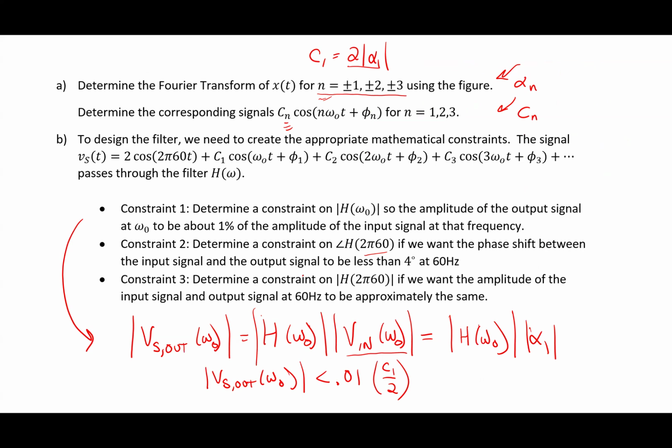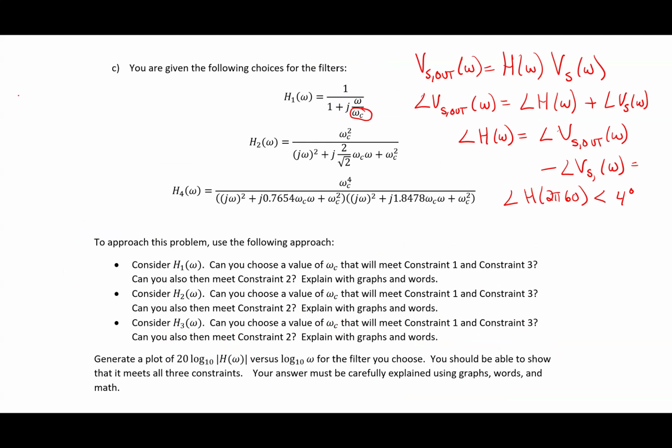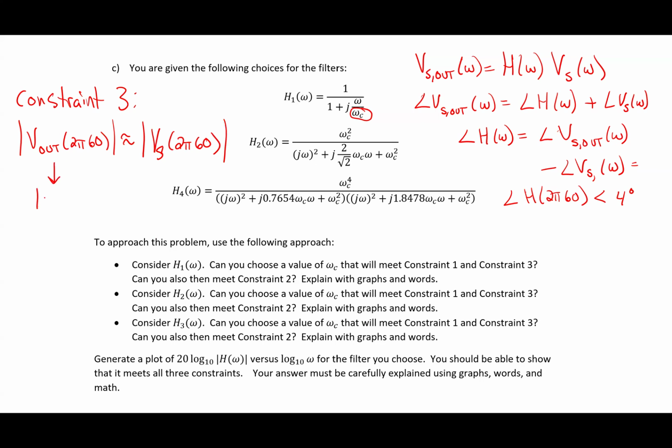The other constraint I have is to determine a constraint on the magnitude at 2 pi 60. So the amplitude of the input signal and output signal is approximately the same. So constraint three is that I want V out at 2 pi 60 to be approximately the same as the input, so that's Vs of omega, specifically at 2 pi 60. I want that to be the same. That means I want the magnitude at that particular value to be approximately 1.